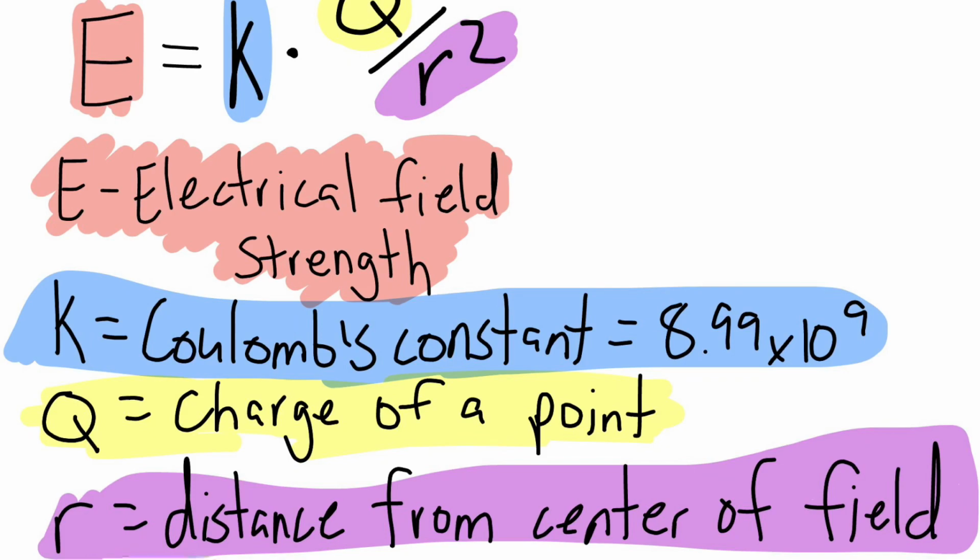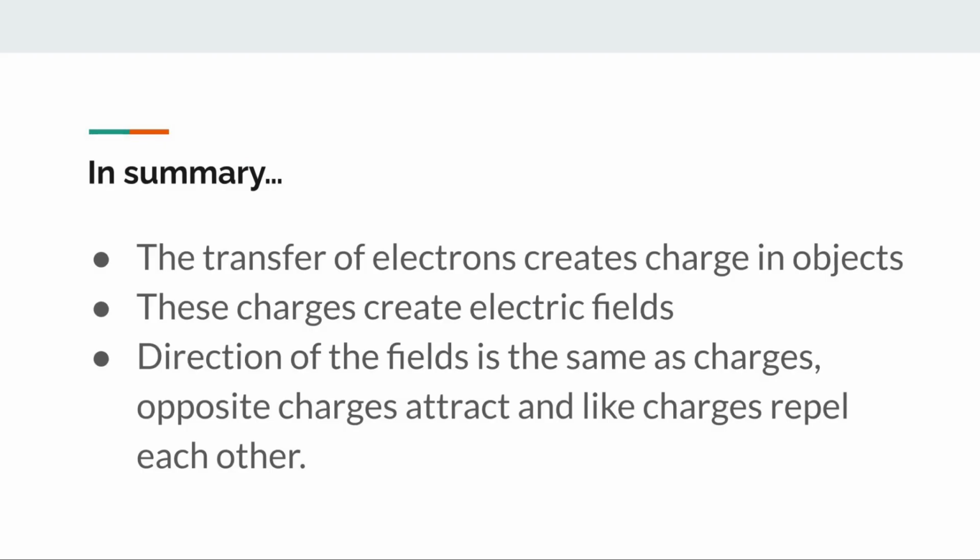So, in summary, for electric fields, the transfer of electrons to certain materials creates charges, and then those charges create electric fields that exert force on positive or negative charges of other objects. The direction of the fields is determined by their charges and how opposite particles attract and like particles repel.